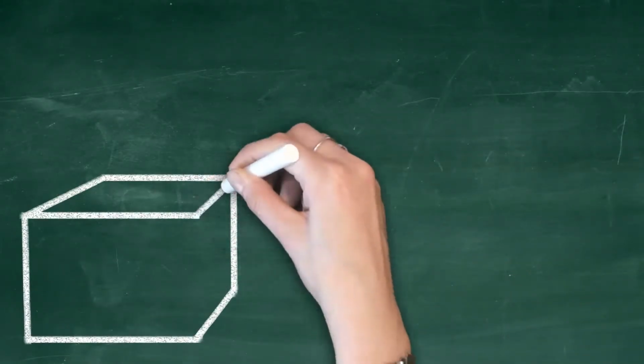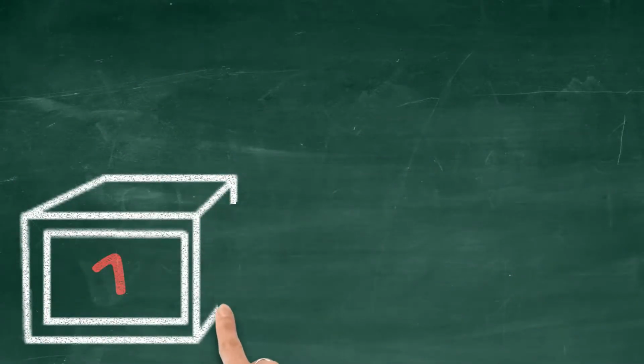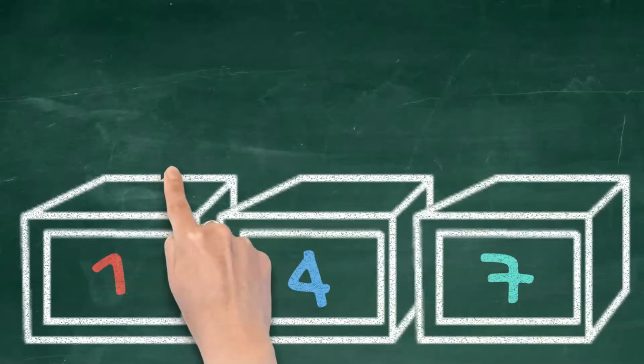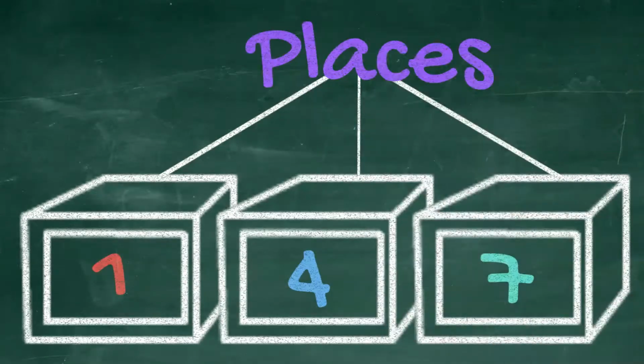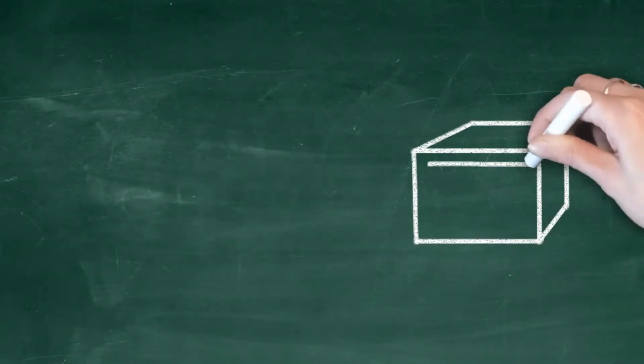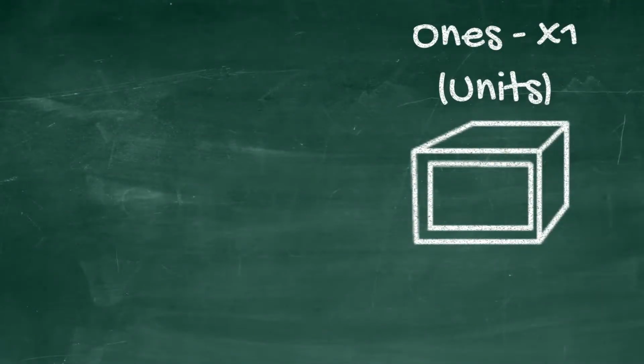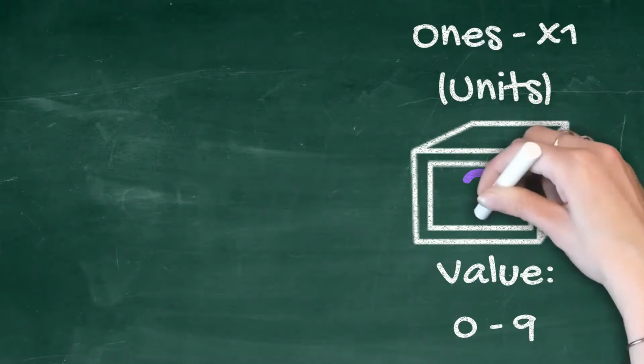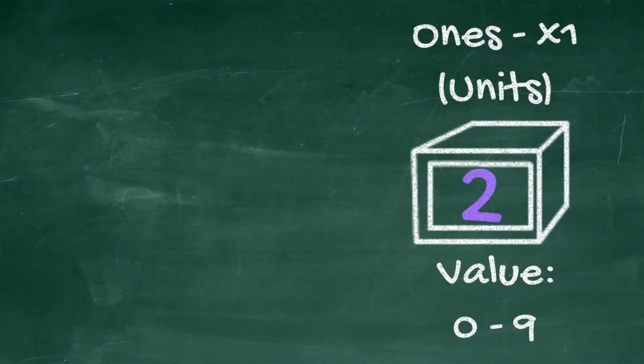Before we look at our first example, it's important to know that place value likes to put digits in boxes, and it only likes one digit per box. These boxes are called places, which is why we call this rule place value. If a number has only one digit, it automatically goes into the ones or units box. In place value, the ones box represents values from 0 to 9. I'll go ahead and put a 2 in this box. Because it's in the ones box, we know this digit represents a value of 2 ones.